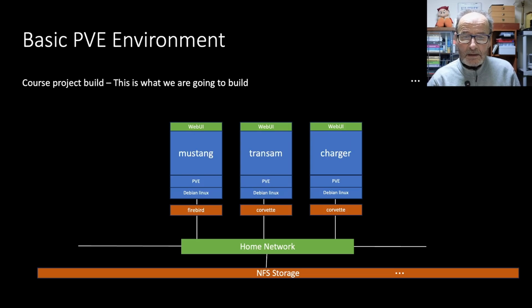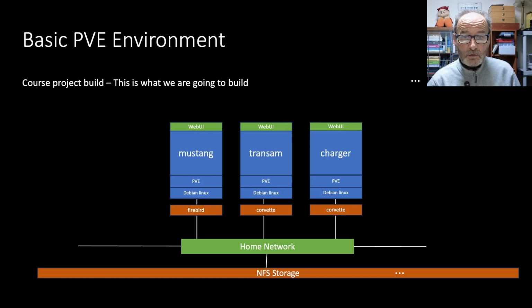So by using an NFS server, that allows us to have the data available on all nodes. So if I migrate Firebird from Mustang to Transam, then Transam immediately has access to Firebird's disks. And it's really impressive just how quickly Firebird would actually boot up. So that's the basic setup that we're going to be using, okay?